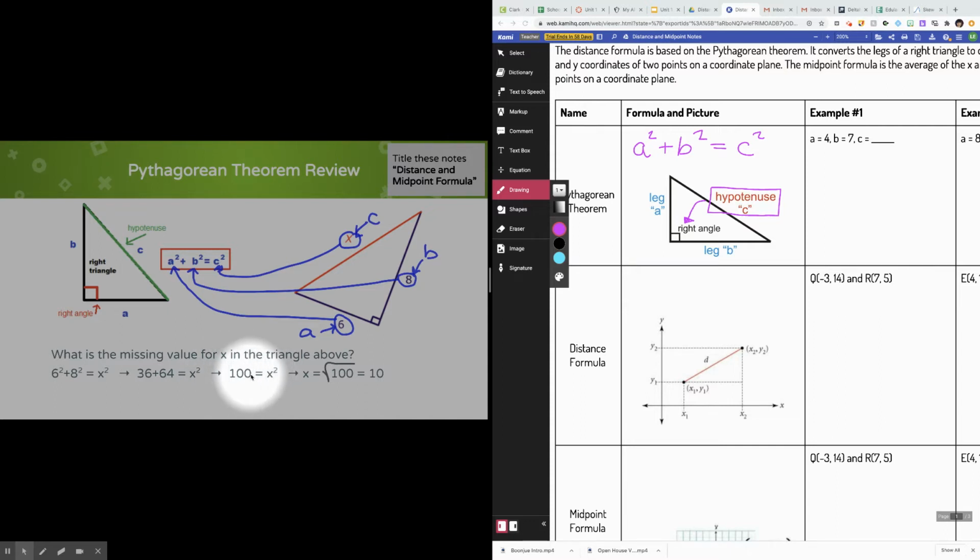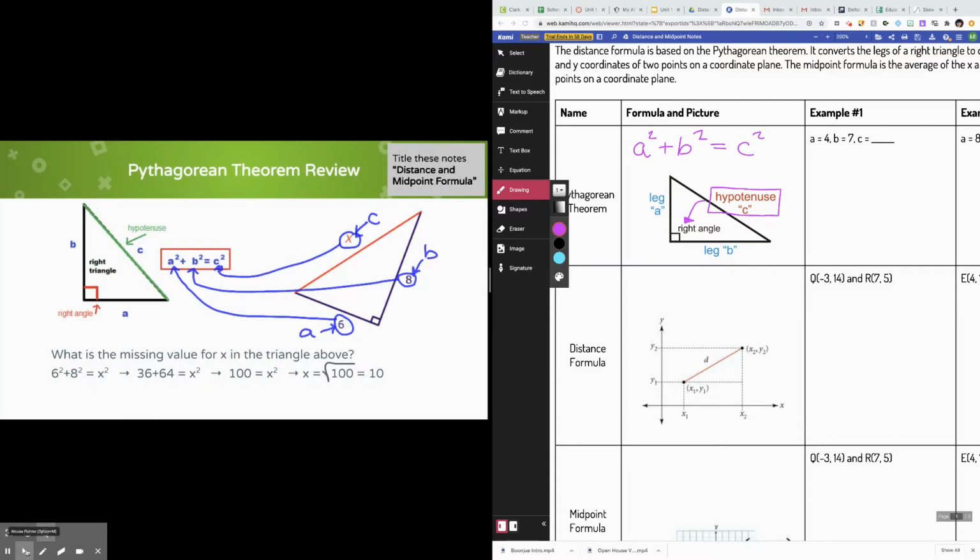Then to cancel out a squared, that's this exponent right here, we have to take the square root of both sides. So x is the square root of 100, which is technically positive or negative 10. But remember, side length and distance can't be negative. I'm drawing for you here what's actually happening when you take a square root. It's canceling out that squared. Just like when you cancel something that's being added, you subtract it, and something that's being multiplied, you divide it to cancel it out.